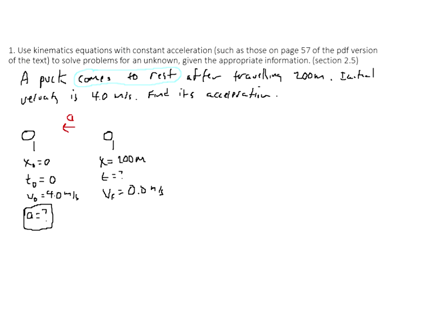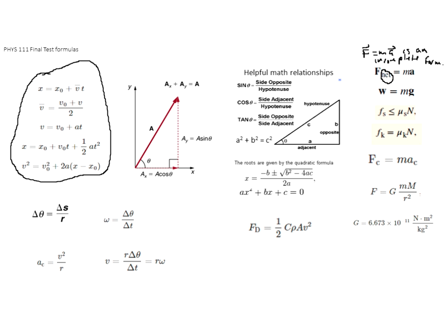So one of the ways that we can do this is look at our formulas. We know initial velocity, we know final velocity, we know how far it's traveled. So we need a formula that will help us with that. This one doesn't have acceleration in it, neither does this one. This one has acceleration, it has final and initial velocity, but it also has time, and we don't know the time.